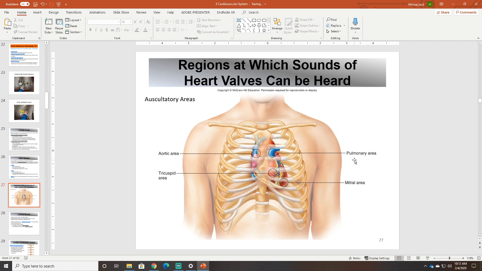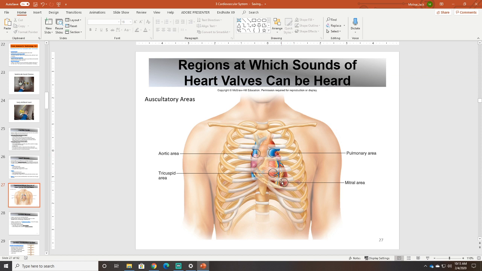All right. So here you can see the pulmonary area, which is below the second rib on the left side of the chest. And this is where you can see in the heart there's the pulmonary trunk. And here you're going to be listening for the pulmonary valve. Over here on the right side, you see here's the sternum in the middle. So over here on the right side, also below the second rib, you can hear the aortic area. It's where you'll be listening for the aorta, aortic valve, that is.